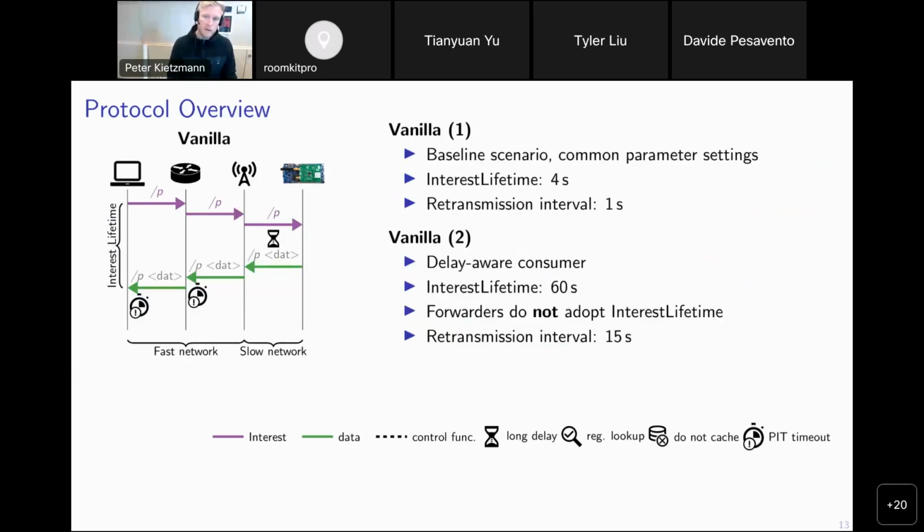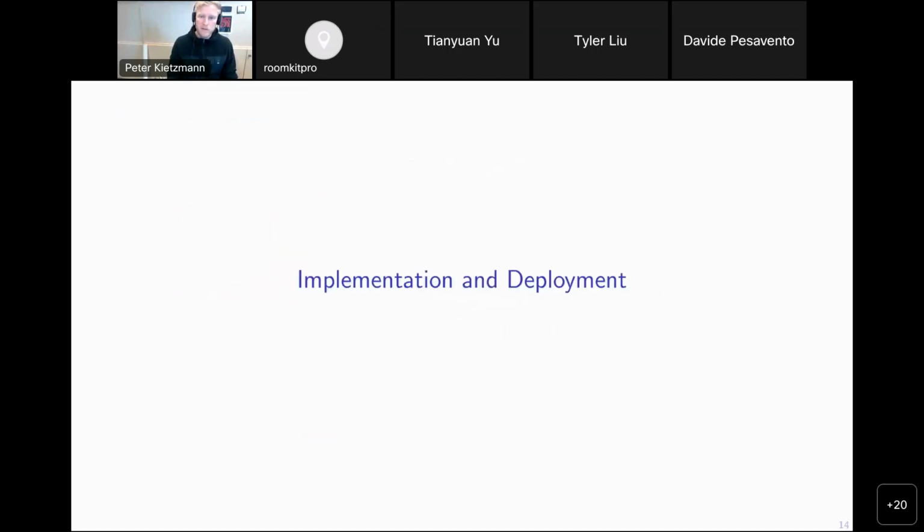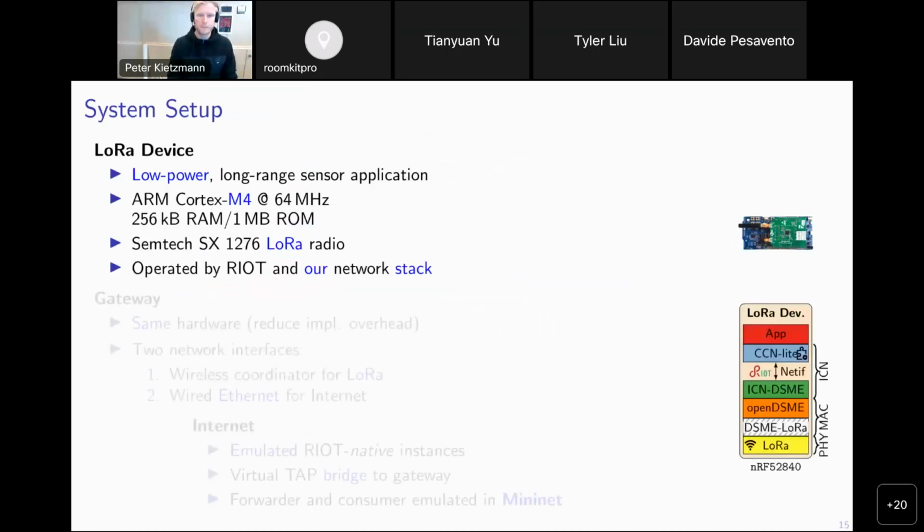In the second case, a consumer that is aware of the long time domain indicates an interest lifetime of 60 seconds and sends retransmissions after 15 seconds. High-speed forwarders, however, do not adopt this long interest lifetime. The third case uses the same parameters as vanilla 2, but this time forwarders do honor the long interest lifetime. In all three scenarios, we will also compare the case for consumer retransmissions and in-network retransmissions. But first, let's have a look at our implementation and deployment details that we utilize for the evaluation.